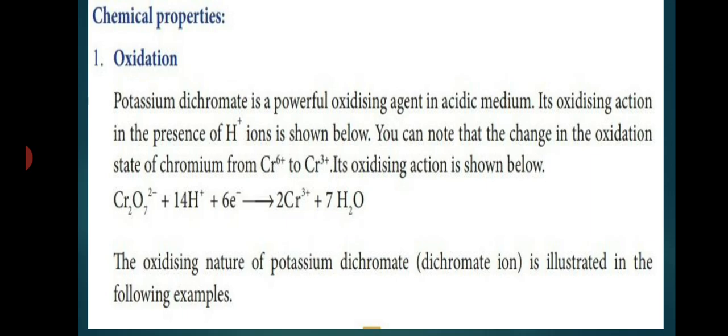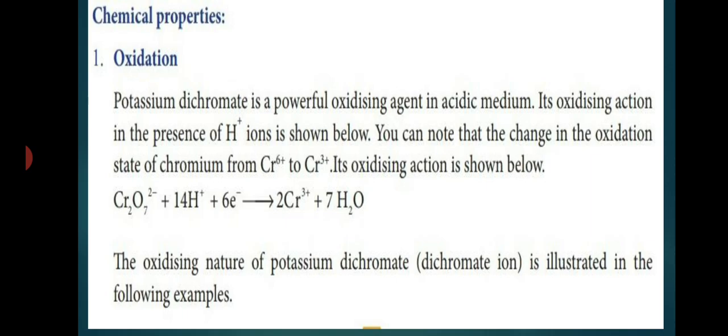Then regarding chemical properties, oxidation. Potassium dichromate is a powerful oxidizing agent. It is used in organic conversions, that is for the conversion of alcohol to aldehyde or aldehyde to acid. Acidified dichromate is generally used in organic reactions for the conversion of alcohol to carboxylic acid. The oxidizing action takes place in presence of acid, that is H plus ion. H plus ion means acid, that is sulfuric acid.